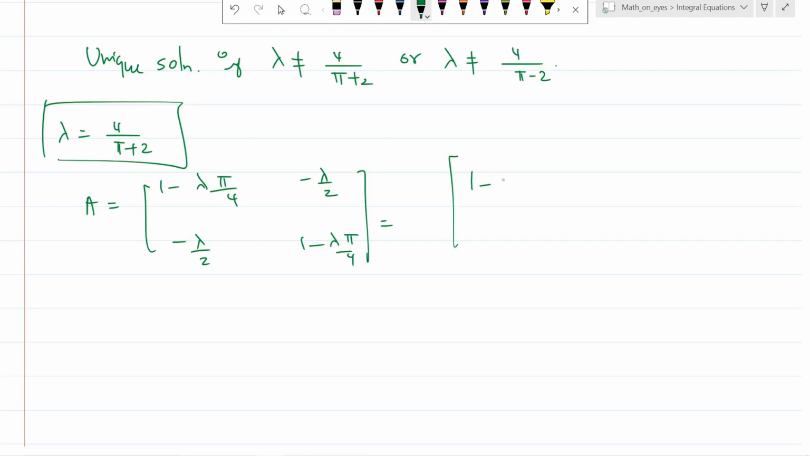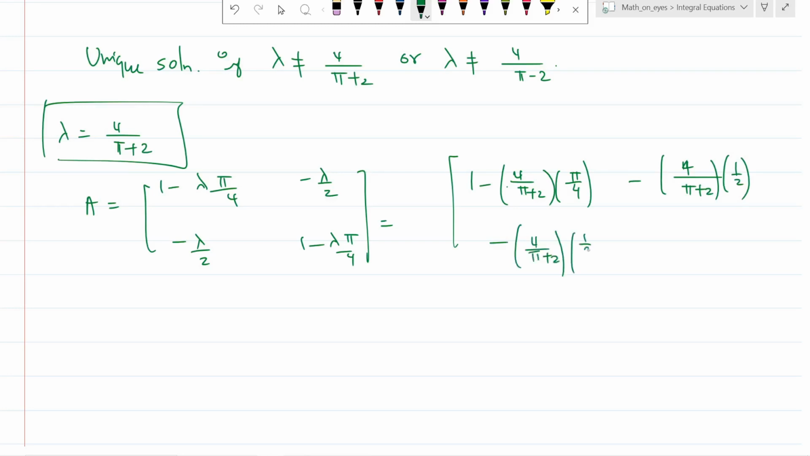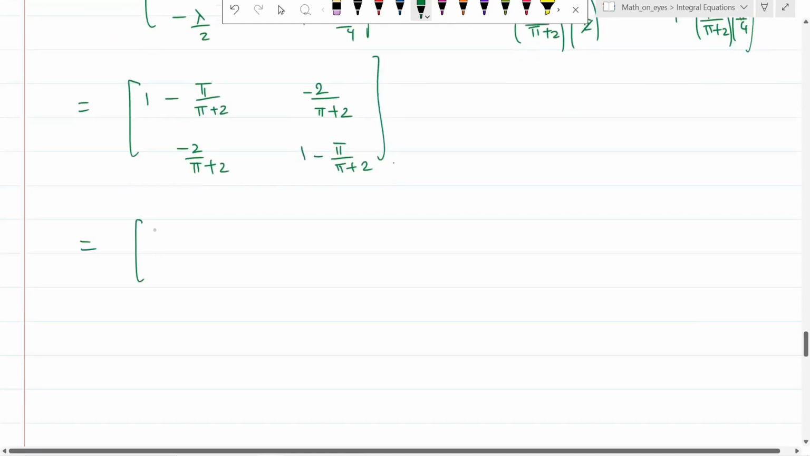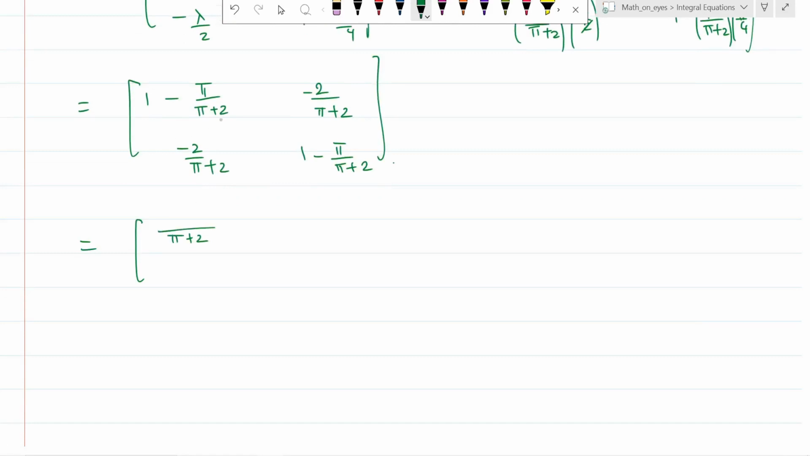So that is equal to 1 minus (4 divided by (pi plus 2)) into pi by 4, minus (4 divided by (pi plus 2)) into 1 by 2, and then minus (4 divided by (pi plus 2)) into 1 by 2, and then 1 minus (4 divided by (pi plus 2)) into pi by 4. Here 4 cancels, and 4 and 2 cancel each other. And then we find 1 minus pi divided by (pi plus 2), and this is minus 2 divided by (pi plus 2), and this is minus 2 divided by (pi plus 2), and this is 1 minus pi divided by (pi plus 2). When you cross multiply, we get pi plus 2 in the denominator, and pi cancels, so this is 2 divided by (pi plus 2), minus 2 divided by (pi plus 2), minus 2 divided by (pi plus 2), and 2 divided by (pi plus 2).